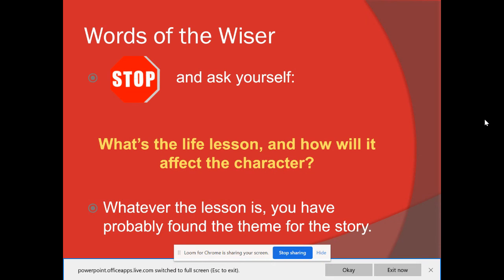So if you see an older character, any older character who's giving fatherly or motherly advice, then you need to stop and ask yourself, what is the life lesson and how will it affect the character? Whatever the life lesson is that this older character is trying to communicate to this younger one, then you've probably found the theme for that story.